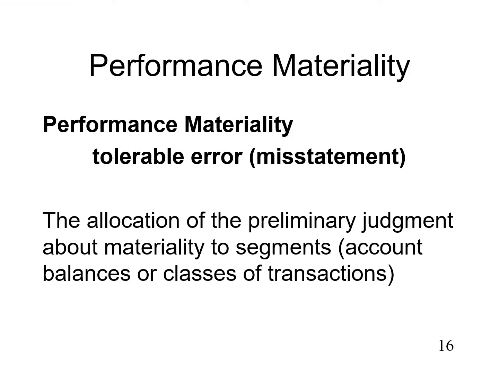Okay. Performance materiality, tolerable error, tolerable misstatement. I mistakenly use these words interchangeably. So to me, performance materiality, tolerable error, tolerable misstatement are all the same thing. You have to allocate your preliminary judgment of materiality to the account balances and transactions.